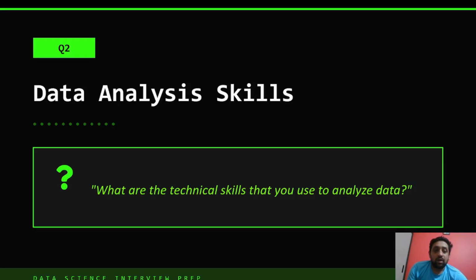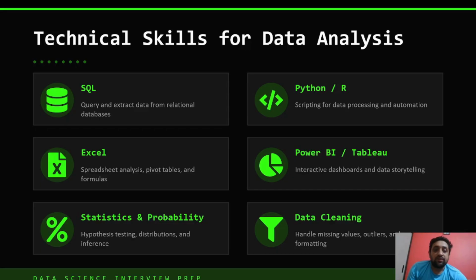Now let's talk about the broader technical skill set you need as a data analyst or data scientist. These are the six core skills that companies look for and interviewers will test you on. Starting with SQL, SQL is non-negotiable. Almost every company stores their data in relational databases like MySQL, PostgreSQL or SQL Server. SQL is how you query and extract that data.